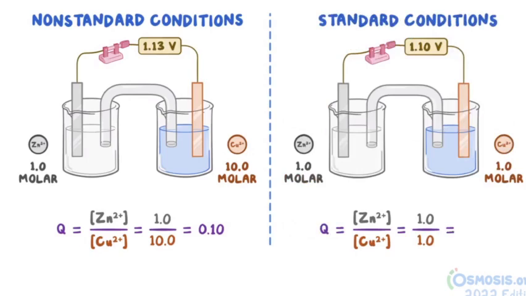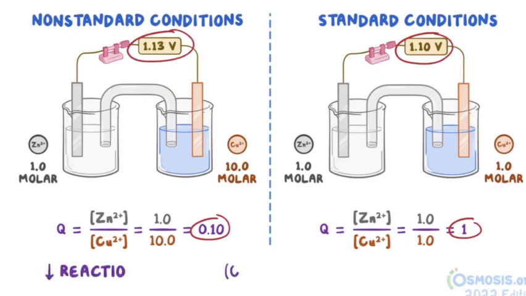Notice what happened. When Q was equal to 1, the voltage was 1.10, and when Q was decreased to 0.10, the voltage increased to 1.13. So, more generally, when you decrease the reaction quotient, you increase the instantaneous voltage.